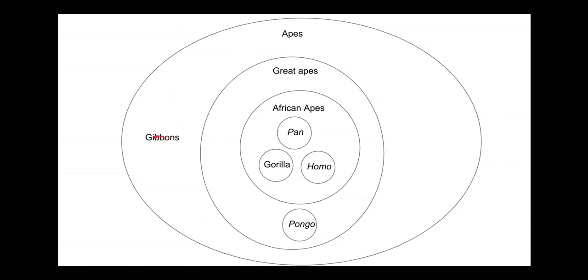And then we could include gibbons out here. So this is how we represent the slightly more complicated structure where not everything is perfectly nested within each other. As we include broader groups, other species show up that are also part of that group. So we can take a phylogenetic tree, and we can also represent it as one of these circle diagrams.